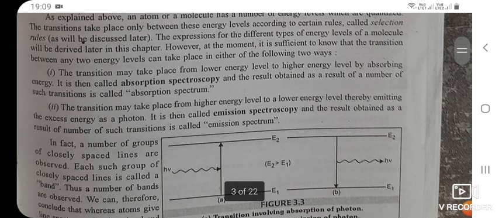However, at the moment, it is sufficient to know that the transition between any two energy levels can take place in either of the following two ways. The transition may take place from lower energy level to higher energy level by absorbing energy. It is then called absorption spectroscopy, and the result obtained as a result of a number of such transitions is called absorption spectrum.